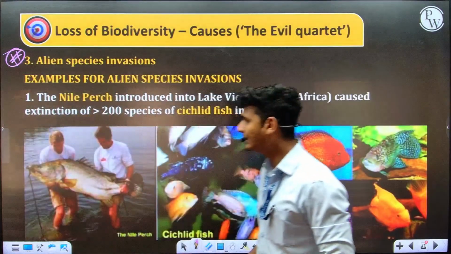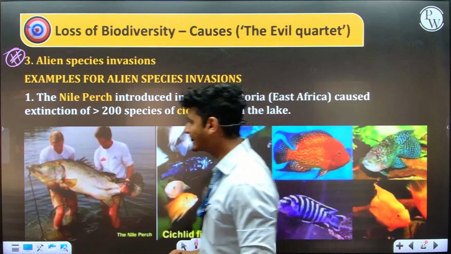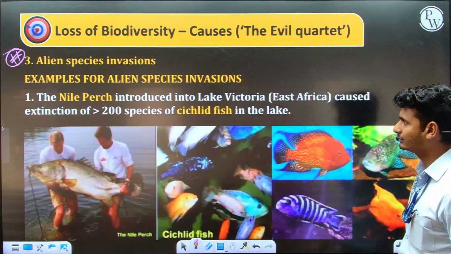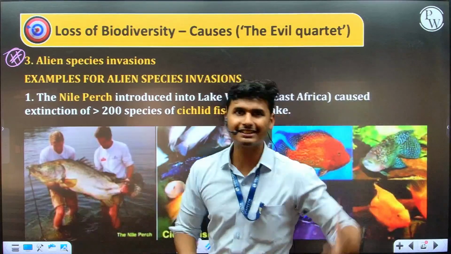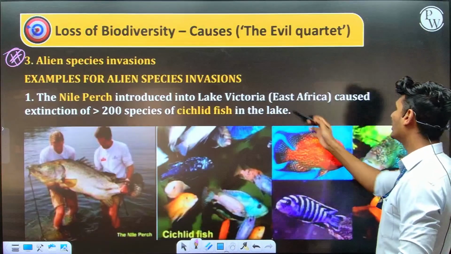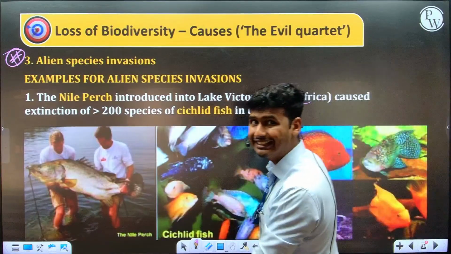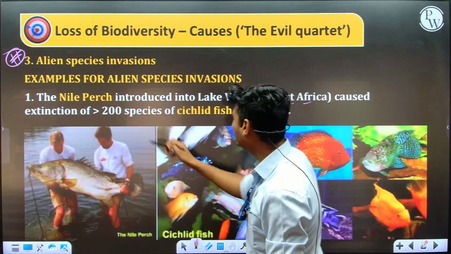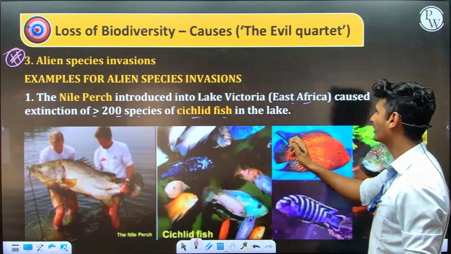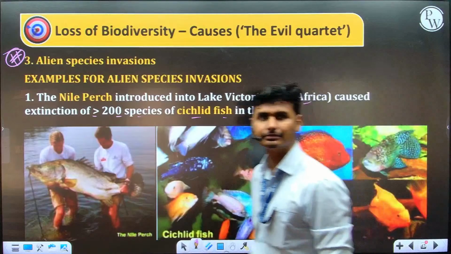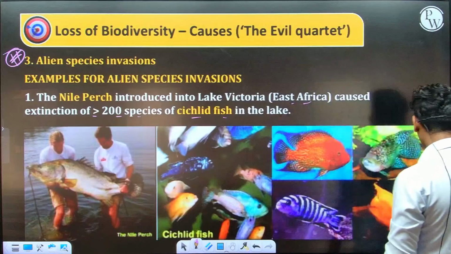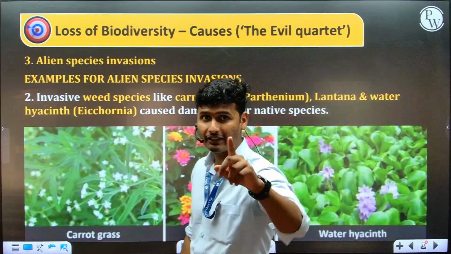Understand the concept first. A Nile perch was introduced into Lake Victoria. The Nile perch is present in the Nile river. Now it was introduced into Lake Victoria, which is in East Africa. More than 20 species of cichlid fish in the lake went extinct because the Nile perch started eating them. Understood alien species invasion? Second example.